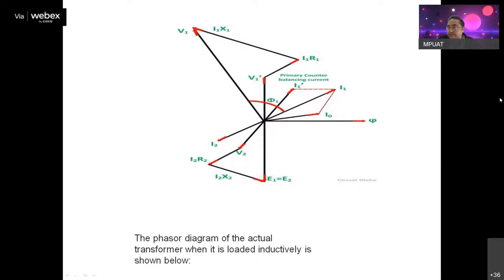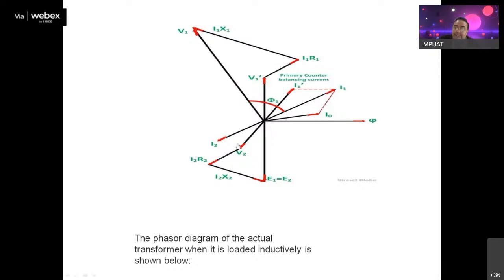Yeah, somebody asks me whether I2 leads E2. In fact, V2 lags behind E2. That you have to keep in mind. V2 lags behind E2 because V2 is the terminal voltage which we have obtained when we have connected an inductive load. So therefore definitely V2 will lag behind E2 and I2 lags behind V2.